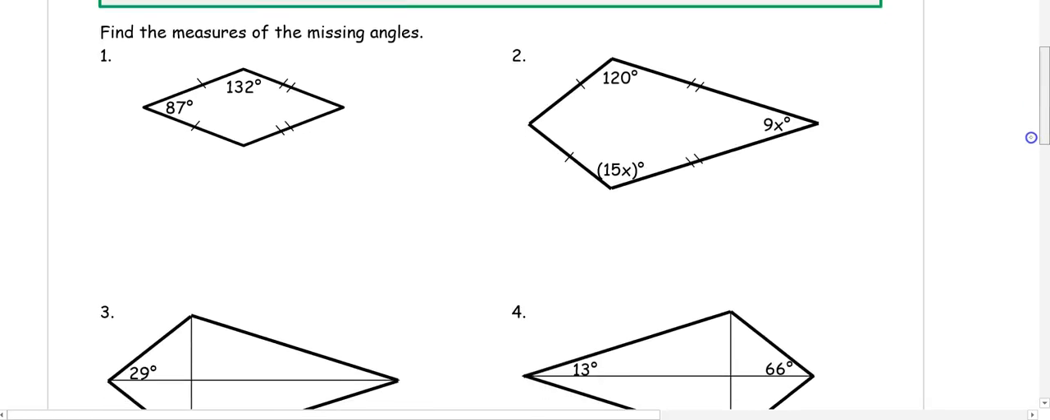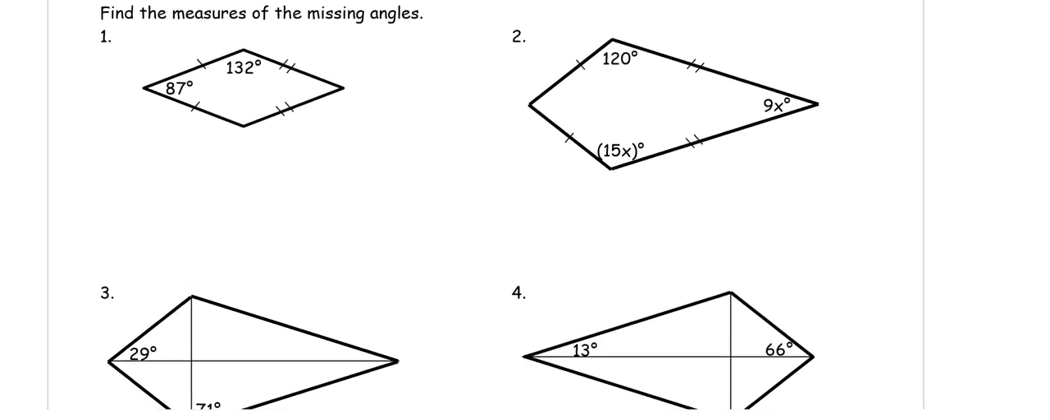So let's use this idea to find some missing angle measures. So find the missing angle measures. So notice that 132 is between the two different sized sides. So the other angle across from it is also going to be 132 degrees. To get our last angle measure then, we know that any four-sided figure always has 360 degrees, so we're going to do 360 minus the angles we know. So minus 132, minus 132, and minus 87, and we subtract all those, we get 9. So this angle is 9 degrees.